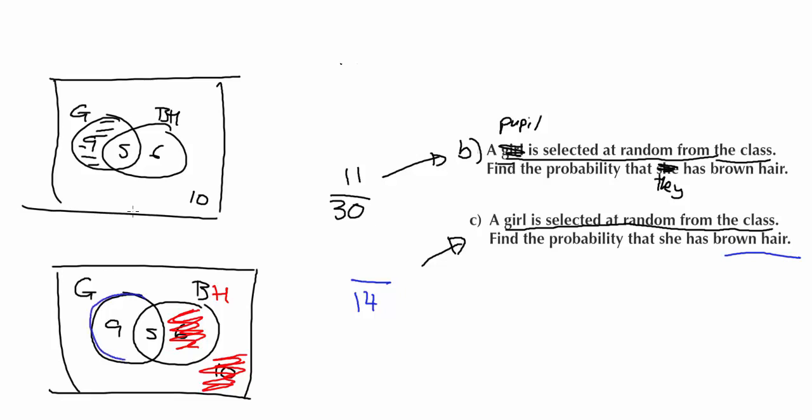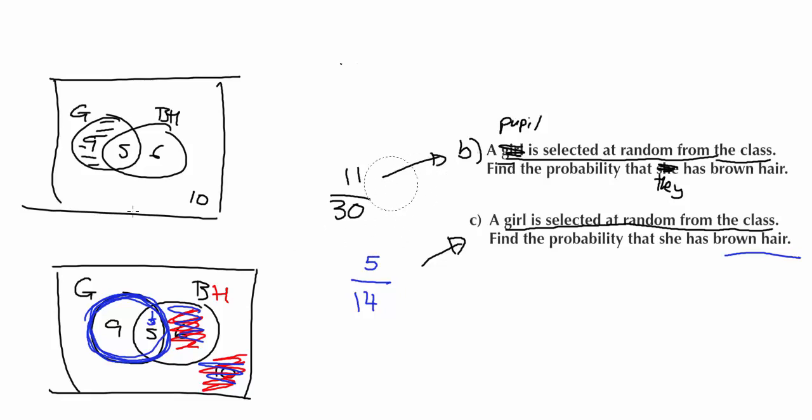Now your world literally exists of just that. So you shouldn't even be looking at that. That's your new world. Look at this world. Of that, it's saying how many have brown hair? Well, can you see it's just these 5 who do? So the answer is 5 out of 14.